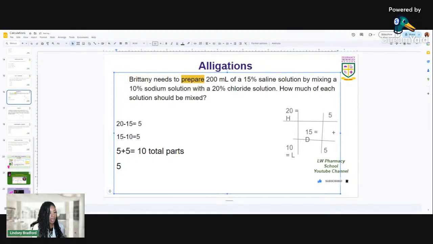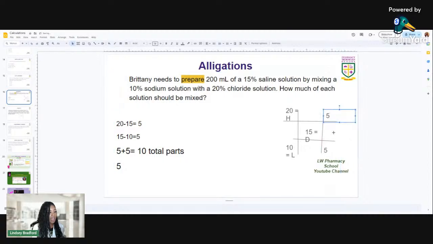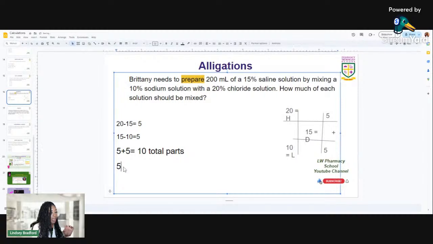Now, the next thing to do is to put the 5 that we got at the top, 5 of the 20%. So where are we getting this 5 from? This 5 is representing the 20% saline solution. So now we're going to have 5 over 10 times 200. I always get kind of confused because I have that slash and not the actual division sign. But when we do 5 divided by 10 times 200, that's going to give us 100. 100 milliliters is what's going to be needed of the 20% chloride solution.